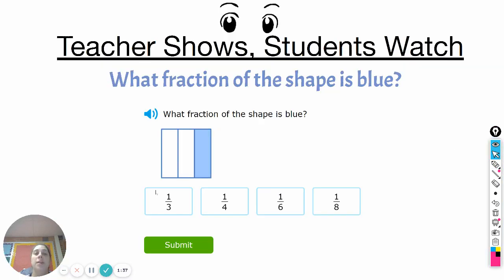Okay, let's go ahead and look at an example of what we'll be doing on IXL. This says, what fraction of the shape is blue? Okay, so we've been practicing making just fractional units where only 1 piece is represented or shaded. You can see here, there is 1 piece shaded, so we know that our top number needs to be 1. And then there are 1, 2, 3 pieces all together, so we know our bottom number needs to be 3. So this is 1/3. So on IXL, we would come over here and we would click 1/3.